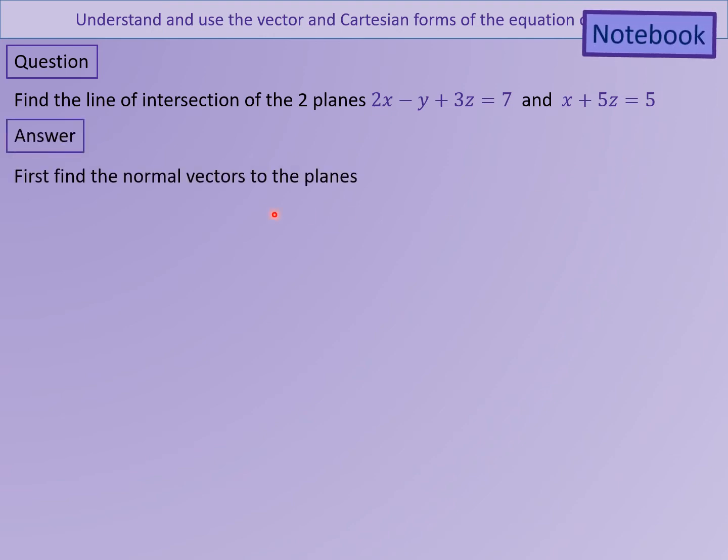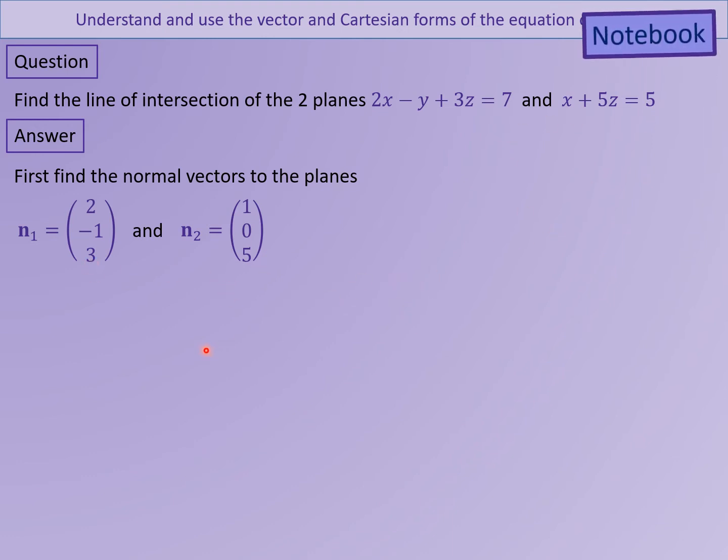So the first thing you want to do, same as we've done a few times now, is find the normal of both of those. If you're ever not sure what to do in an exam, always just find the normal of the planes, because there's a good chance that you need that, and there's a good chance you'll get some marks for doing it. So the normal of this plane is going to be (2, -1, 3), and the normal to this one is going to be (1, 0, 5). You ignore the 7, we ignore the 5.